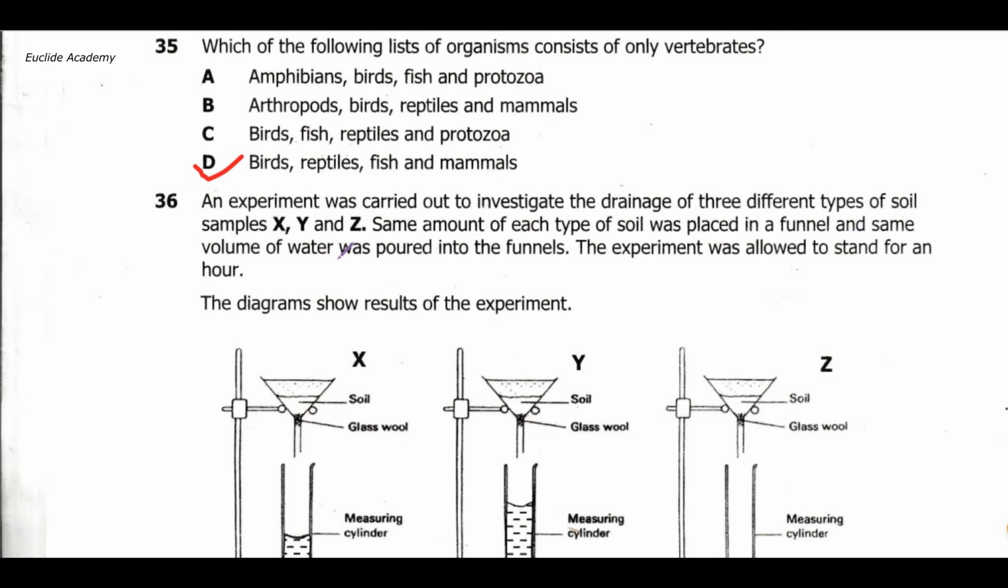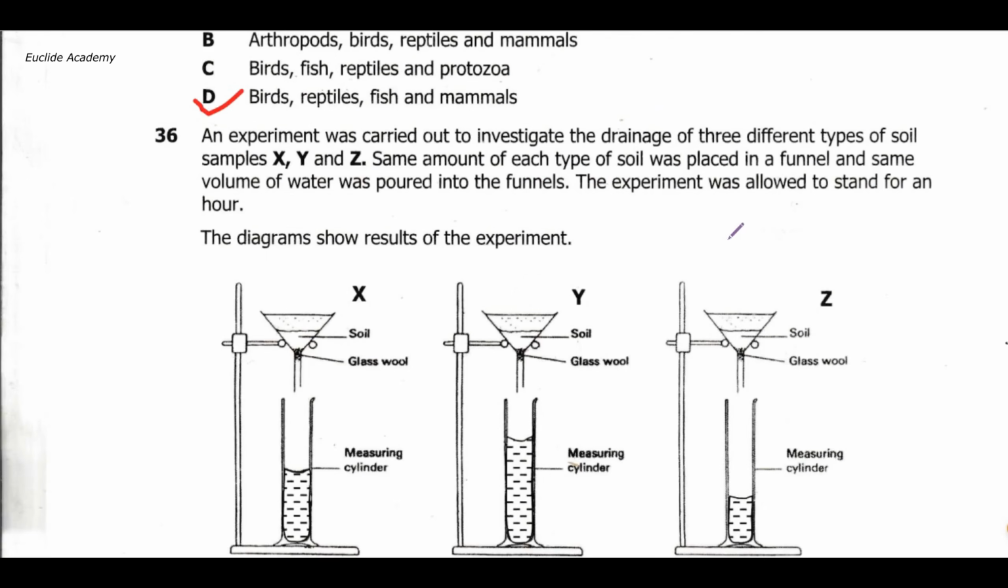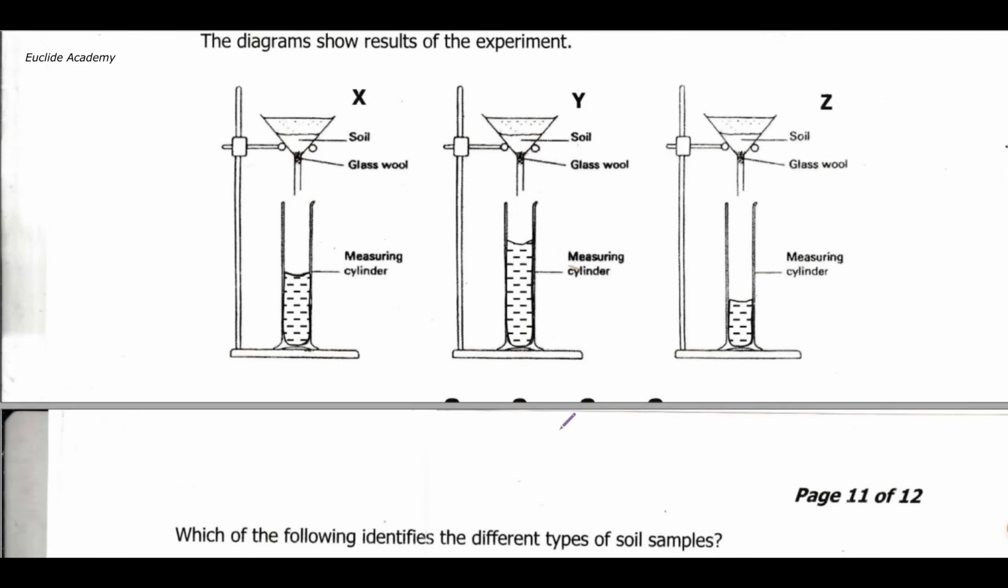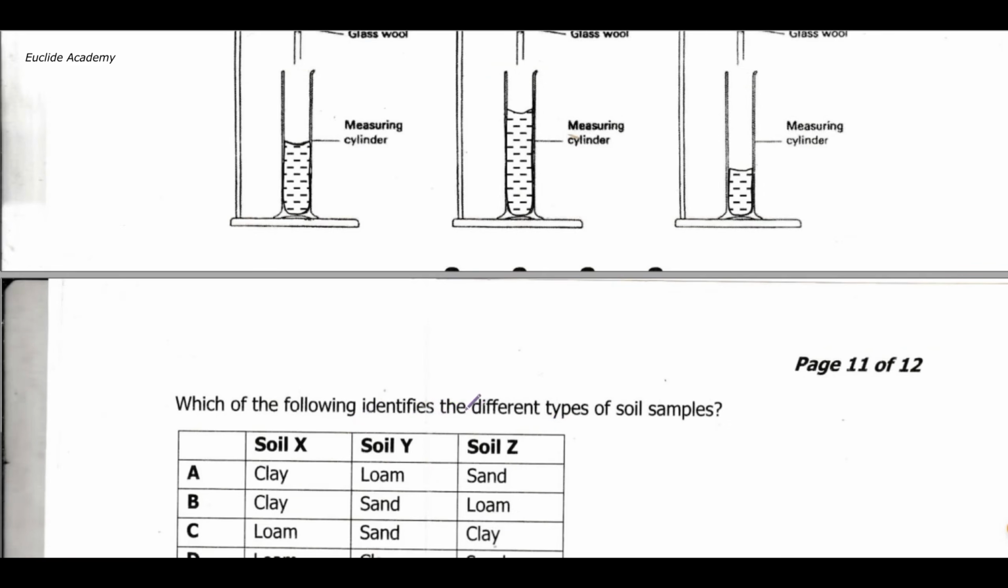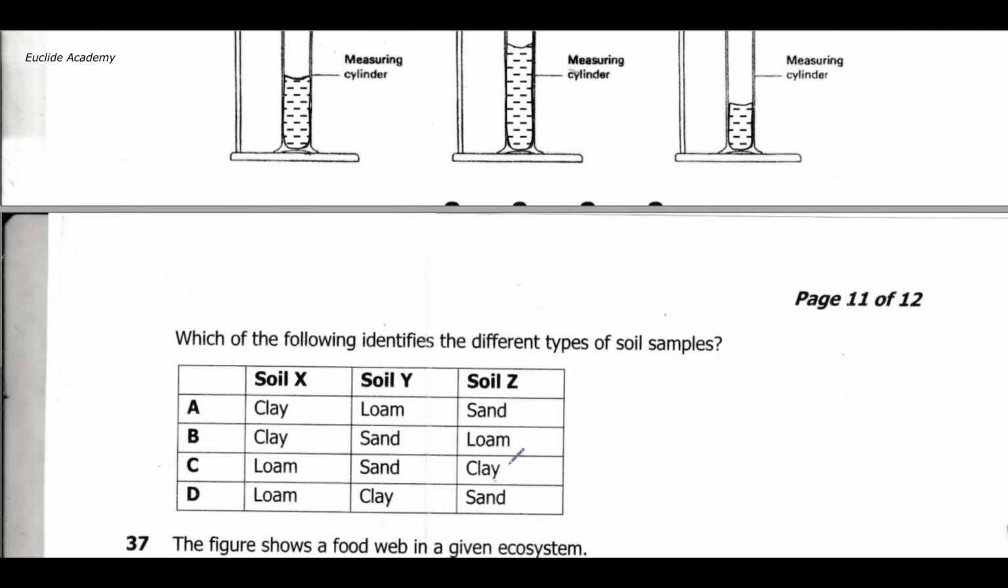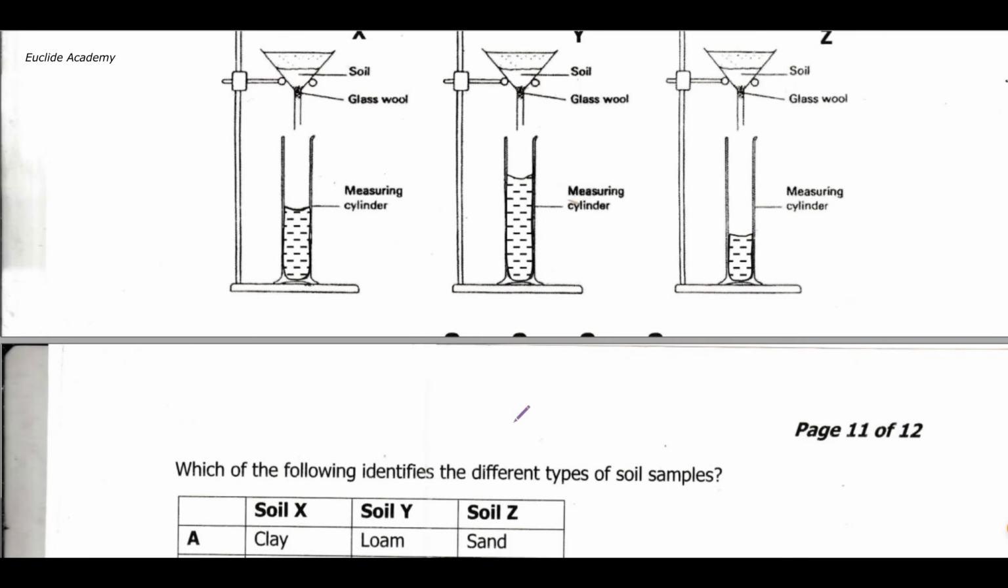An experiment was carried out to investigate the drainage of 3 different types of soil, samples X, Y, and Z. The same amount of each type of soil was placed in a funnel. The same volume of water was poured into the funnels. The experiment was allowed to stand for 1 hour. The diagram shows the results of the experiment. So we've got X measuring cylinder, Y had more water compared to X, Z had the least amount of water. Which of the following identifies the different types of soil samples?